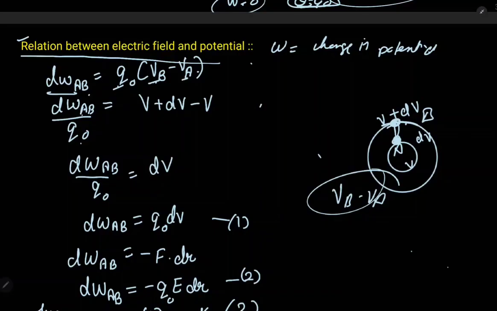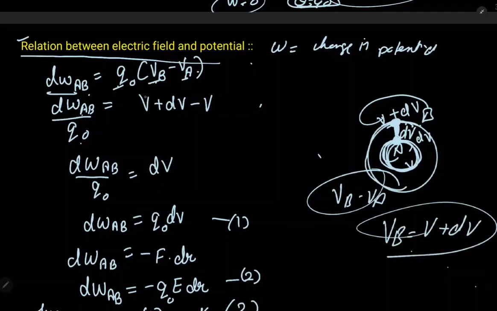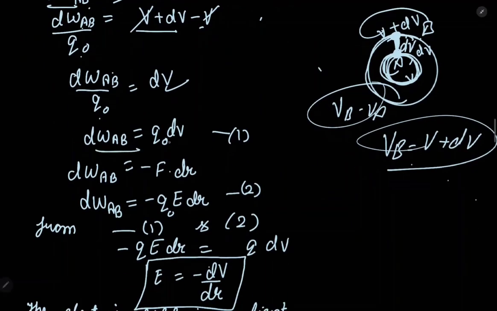Now this VB, the potential at B, is equal to V plus dV, because V is the potential of A, and this small displacement gives dV. So I can write the potential at B, VB, is equal to V plus dV. I will put my value V plus dV here, and the potential at A is V. V is cancelled out with the V. I am left with dV. So dW upon Q naught is equal to dV, right? So I can also write dW is equal to Q naught dV.